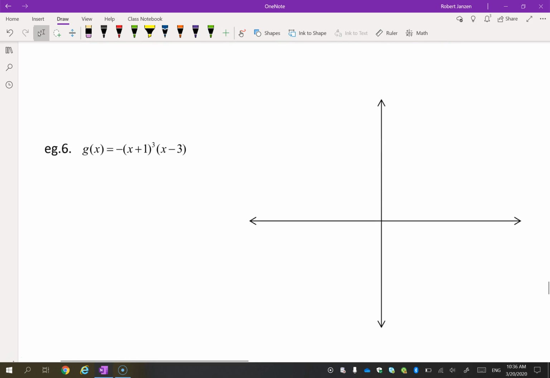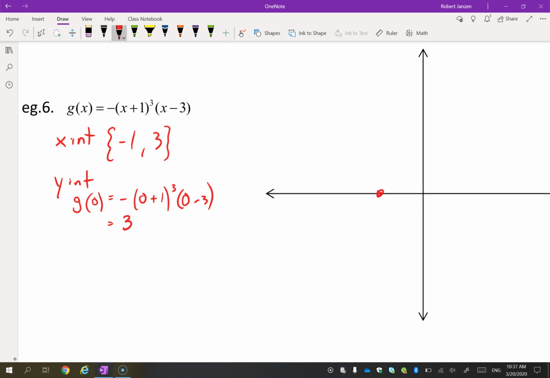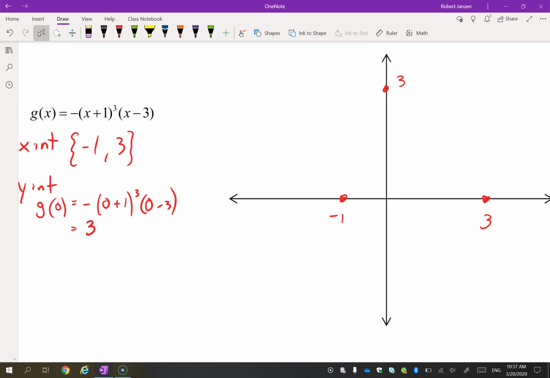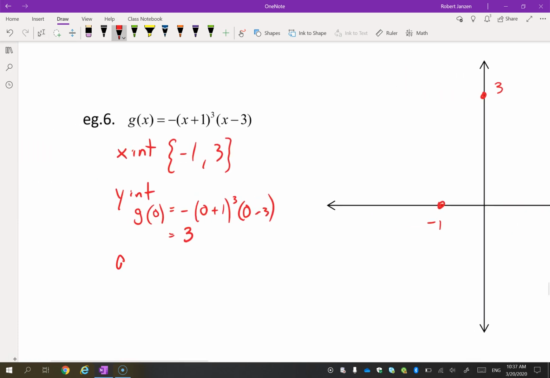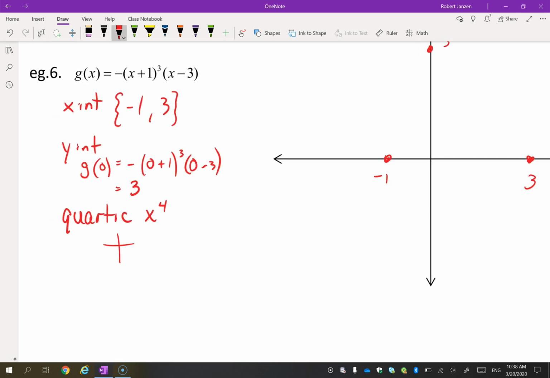Alright, let's try another one. Pause the video and try this on your own. Alright, so x-intercepts -1 and 3. Y-intercept is 3. This is a power of 4, x cubed times x. So this is going to be a quartic. And so I know that it's either going to have both ends going up or both ends going down. Well, what's the lead coefficient here? The lead coefficient is negative. So this is going to be a quartic going down.